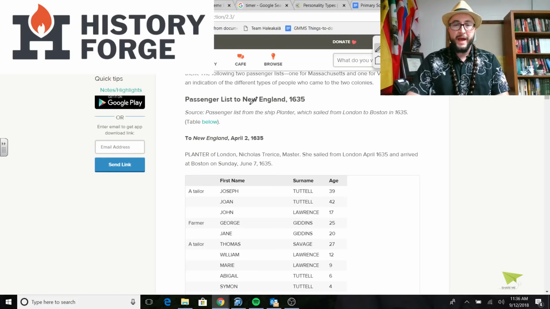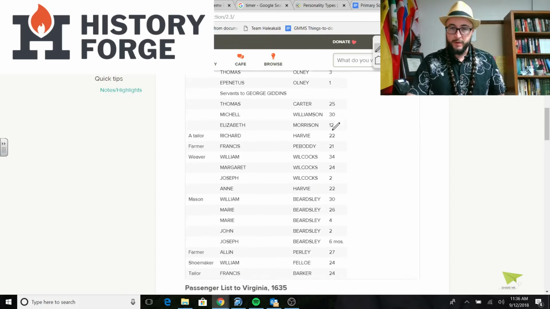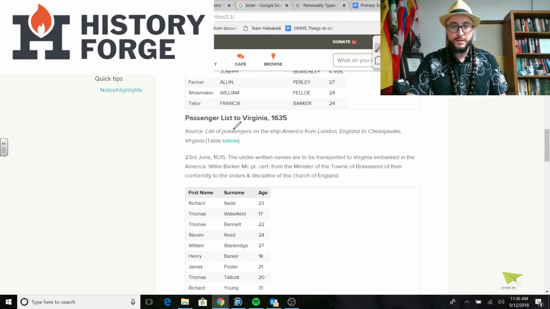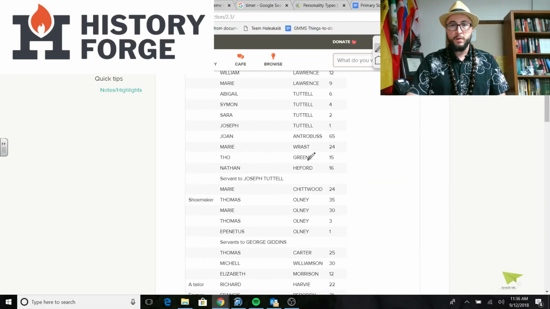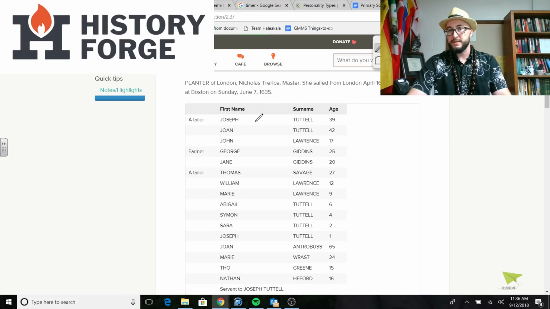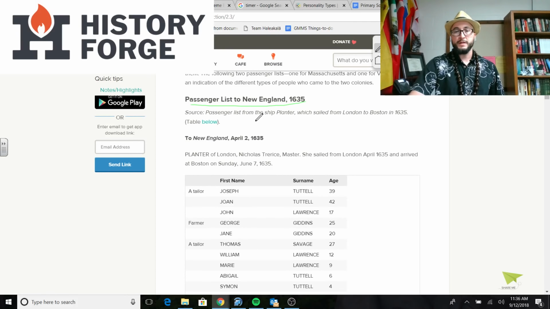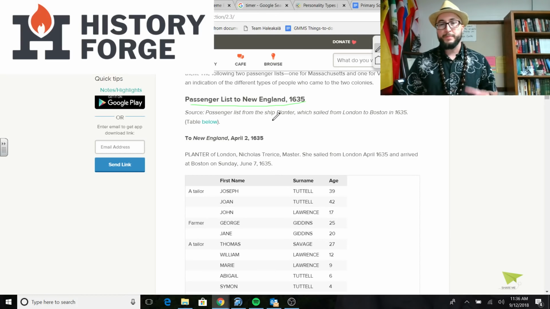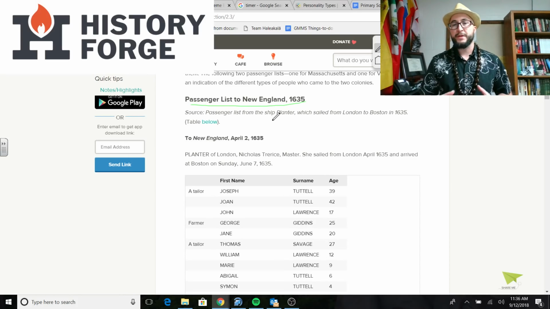So we got one that says Passenger List to New England, 1635. We'll go ahead and highlight that. And then I'm going to scroll past to find the other passenger list. This one's called Passenger List to Virginia, 1635. So both are the same date. That's kind of cool. That's really actually helpful information for us to know, and it means that the two lists are very comparable. But like the information said, one list is about Puritans and the other list is about Southern planters.